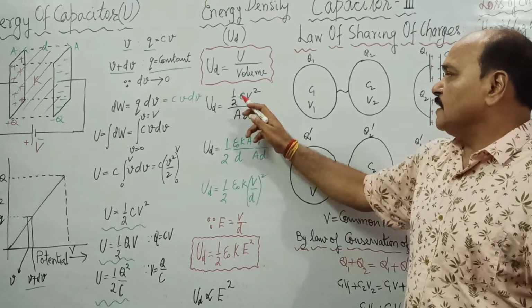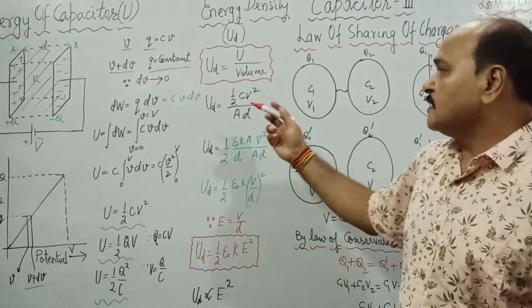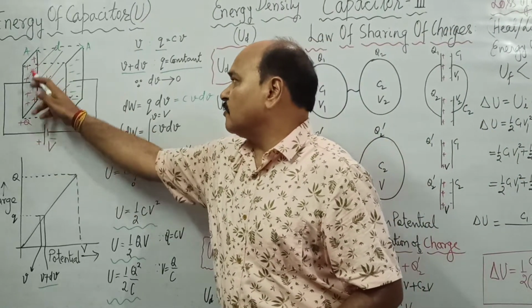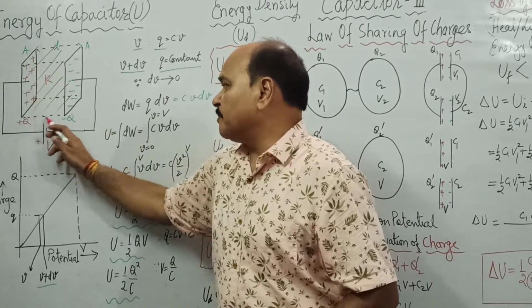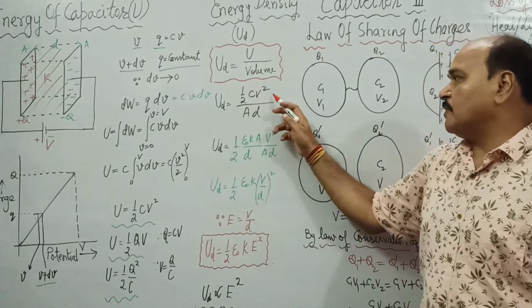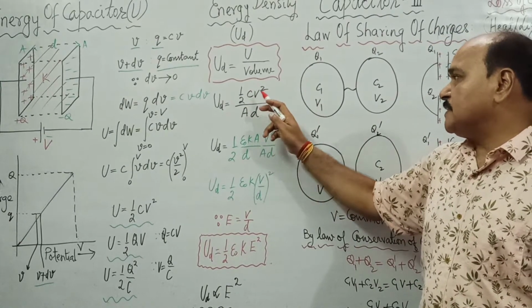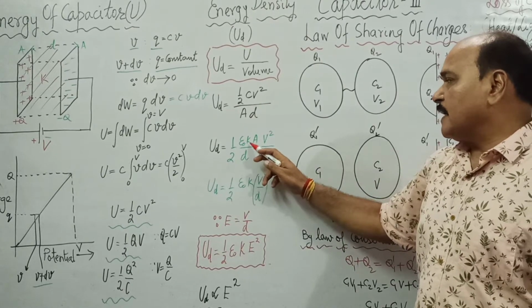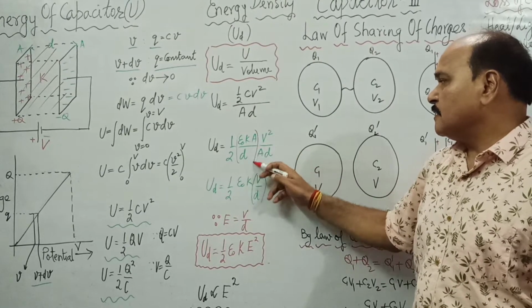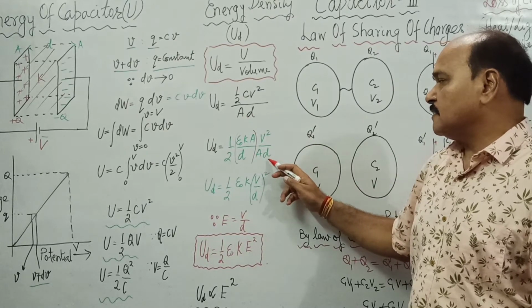What is energy? Energy is 1 upon 2 CV square. And what is the volume of the space where it lies? Volume of this space is going to be cross-section area of the plate into separation between the plates. That is the volume of this space. So 1 upon 2 CV square is stored in this volume. So energy upon volume. Well, what is C? This C is epsilon naught K A by D. This V square is written as it is and AD is written as it is.